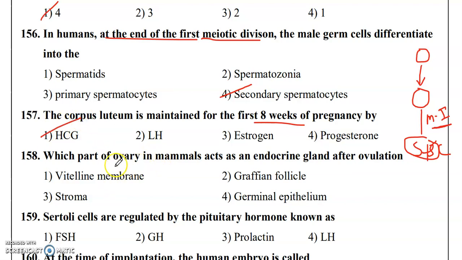Next one, which part of the ovary acts as an endocrine gland after ovulation? The answer is the Graafian follicle. The cells of the Graafian follicle, after ovulation, multiply and develop into a secretory temporary endocrine structure called the corpus luteum.